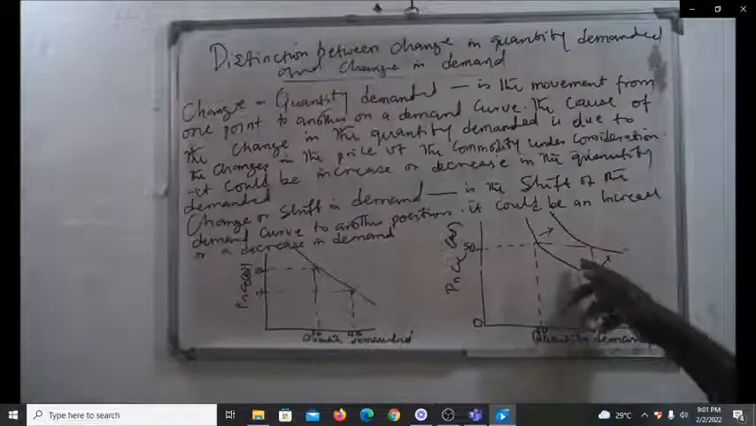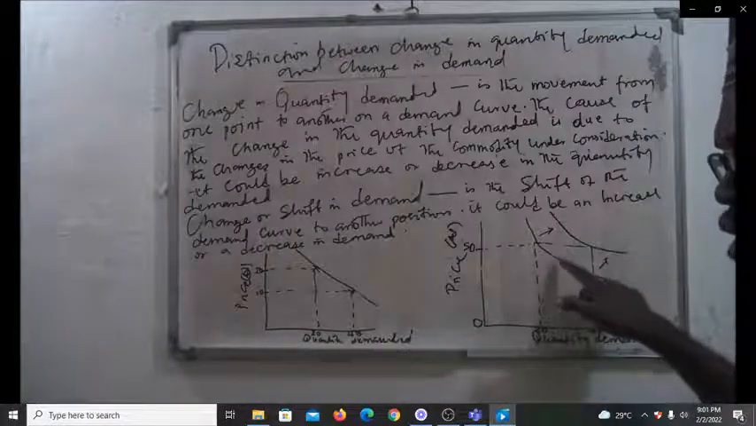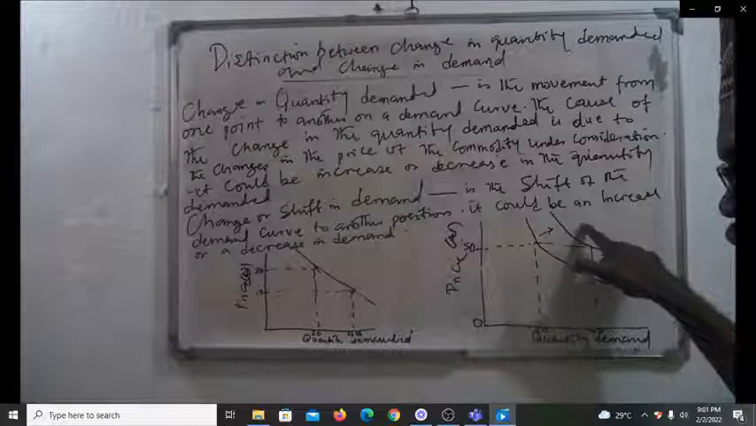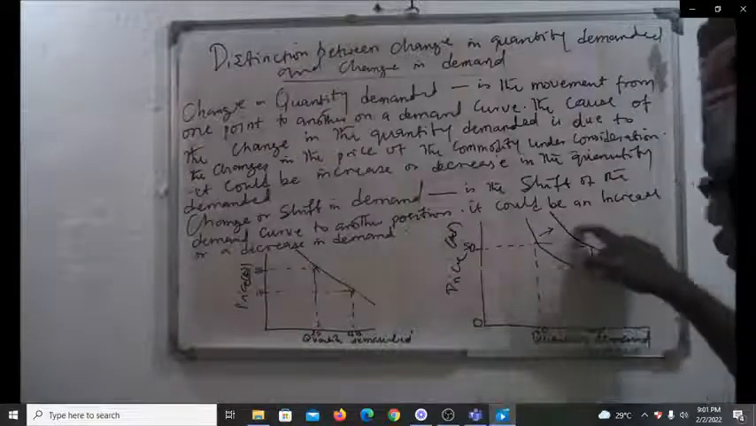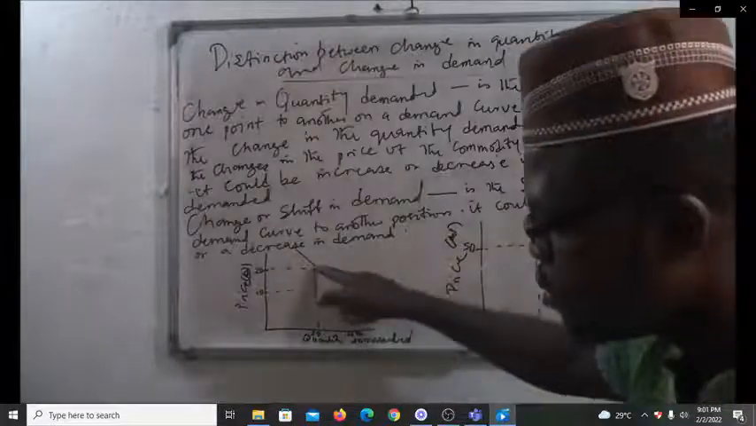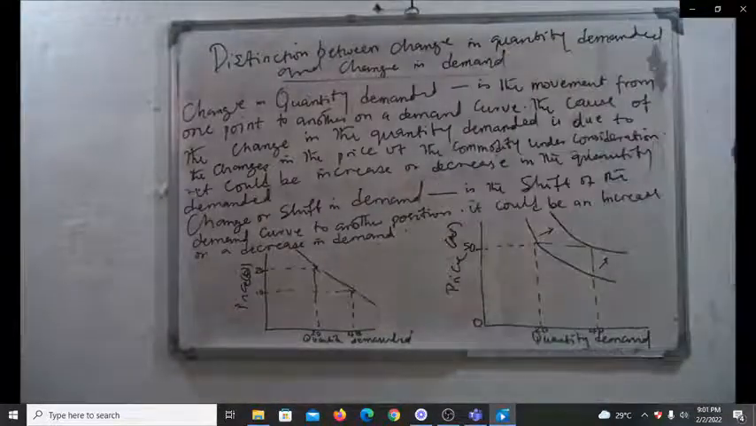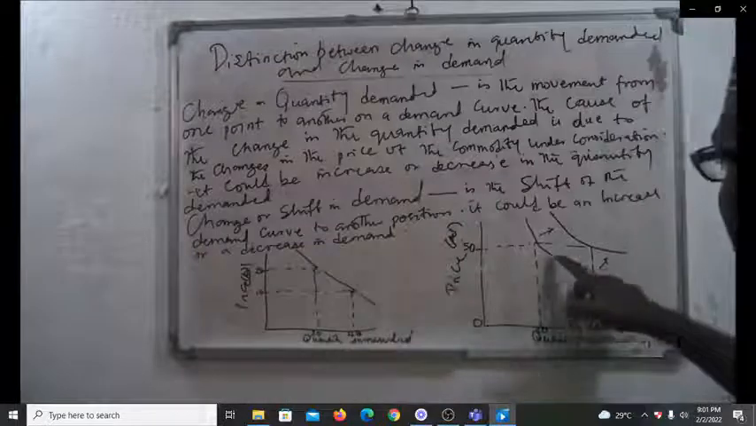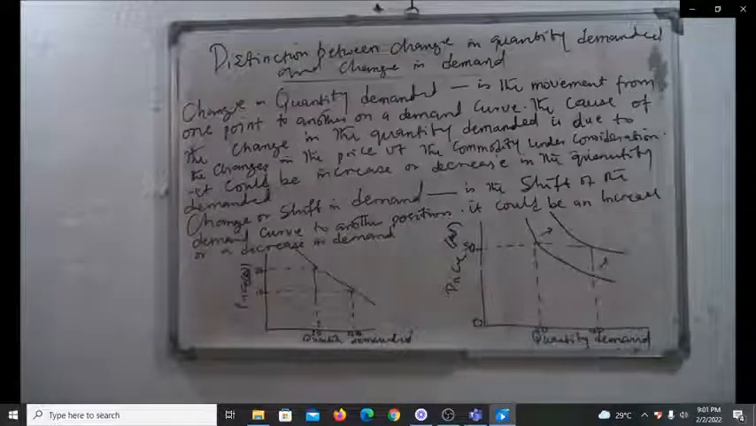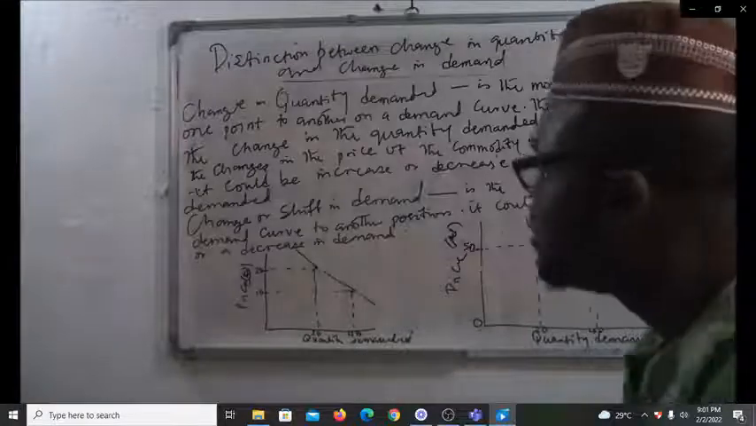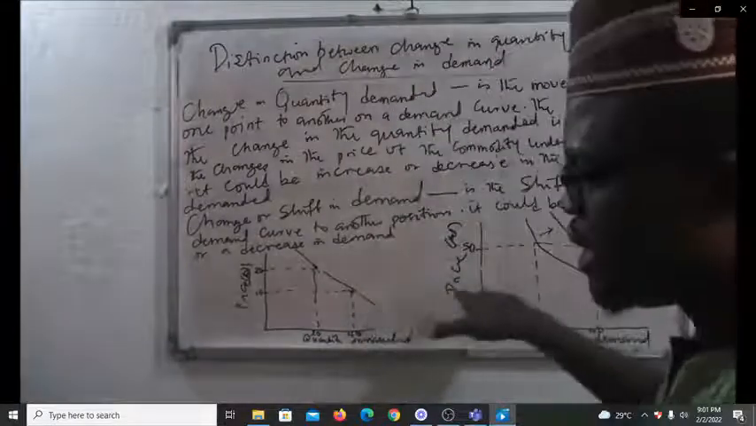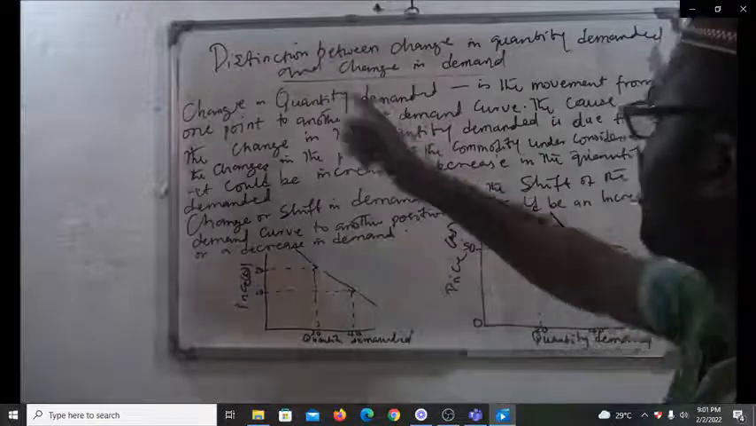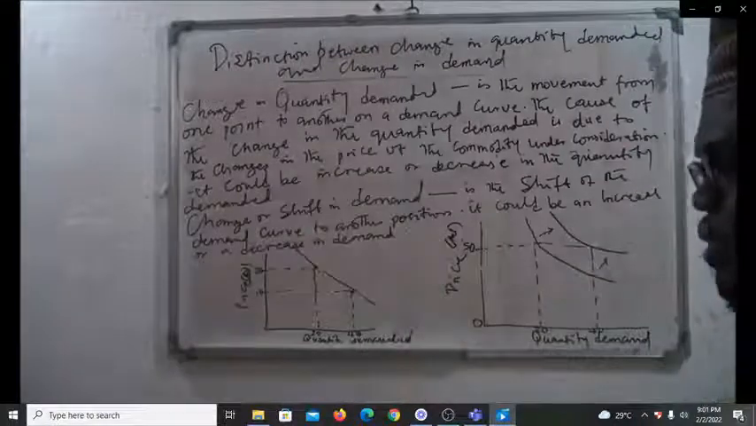Whereas change in demand is shown by a shift in the demand curve. Can you see the former demand curve, and this is the new one. A shift in the demand curve. Whereas this one is shown by movement on the same demand curve. Is that clear? This one is shown by movement on the demand curve, whereas this one is shown by a total shift of the demand curve. So that is how you show the difference using the graphs. Once you plot the graph, when you notice the movement in the graph, you can easily say whether you are talking about change in quantity demanded or change in demand. Is that clear?